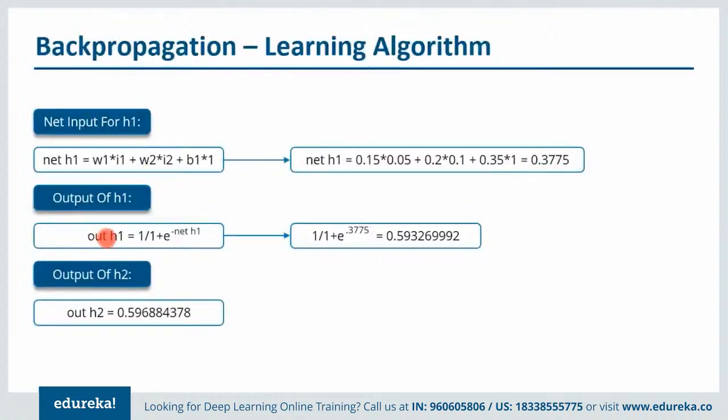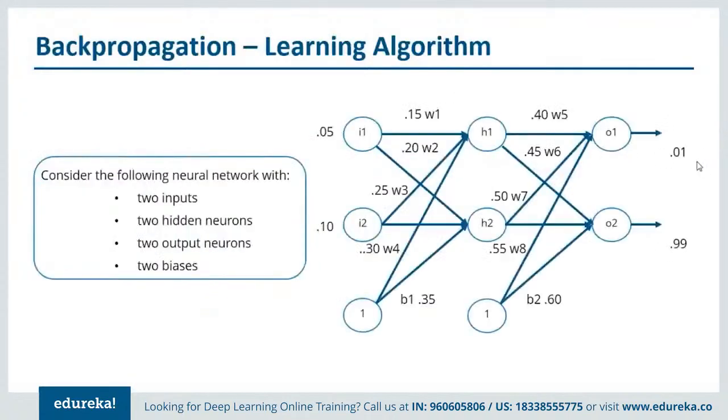Similarly, the output for H1 will be nothing but the output after the activation function. And we are using the sigmoid function here because our brain also uses sigmoid functions. That's what we believe. At the same time, it is easily differentiable. And if you differentiate it twice, you get the same number. So the output of H1 will be 0.59 something. So the output of this particular H1 will be 0.59 something.